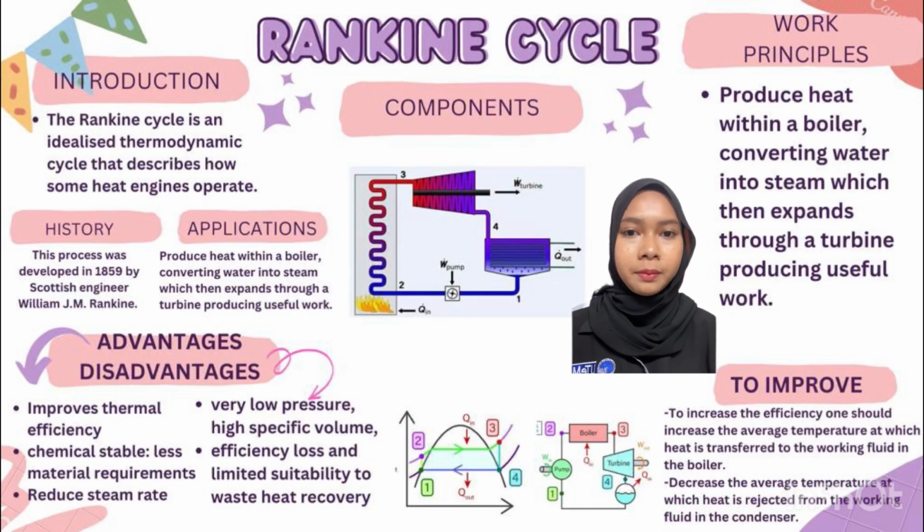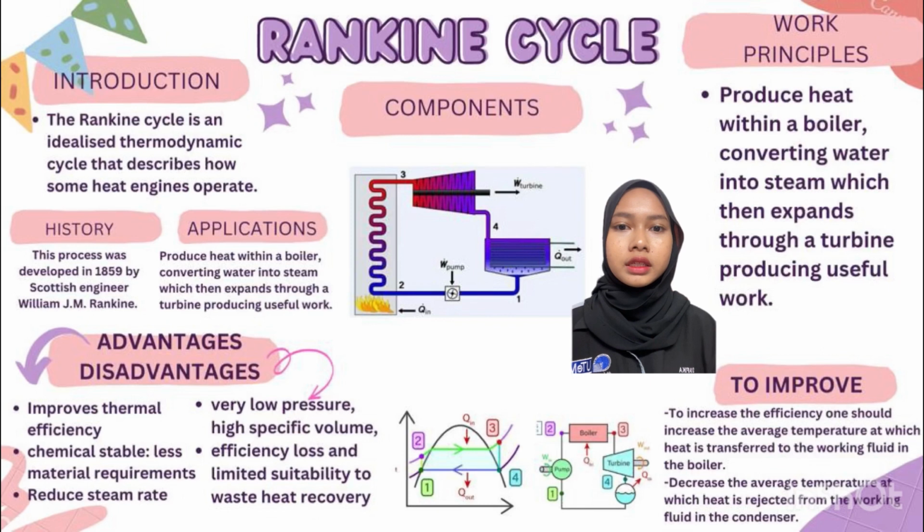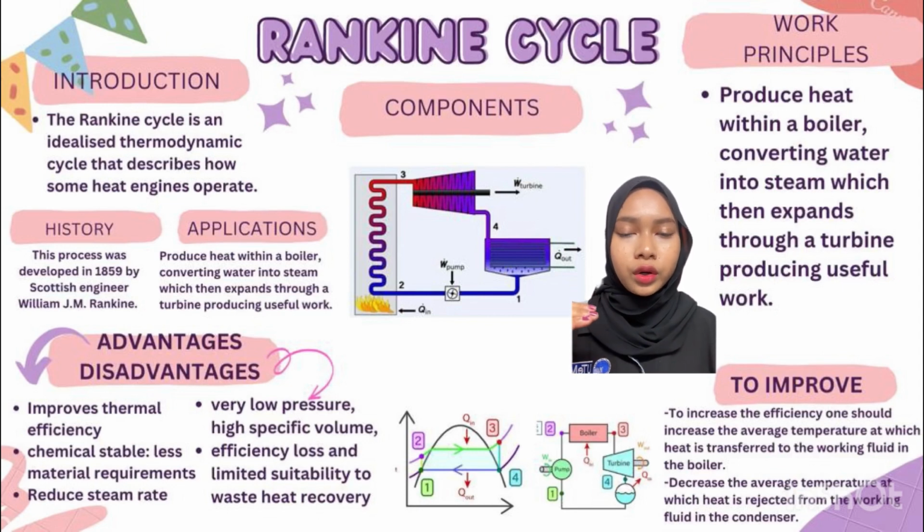So let's see the history. This process was developed in 1859 by Scottish engineer William J.M. Rankine. So obviously the name Rankine cycle is from him. The application is to produce heat within a boiler, converting water into steam, which then expands through a turbine producing useful work. The components are, first, the pump, then the boiler, then the turbine, and the last one is the condenser.